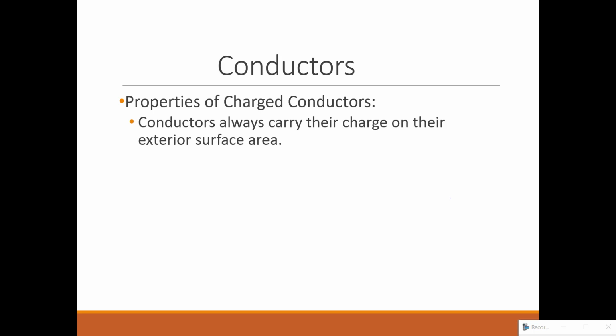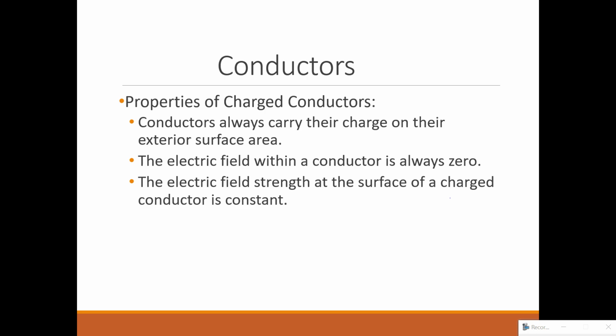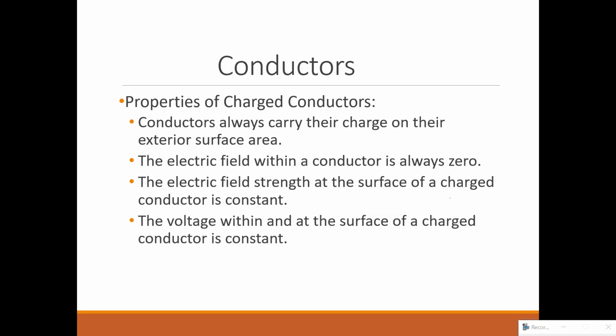Conductors, the first one, conductors always carry their charge on their exterior surface. So if you have excess charge on a conductor, all of it is located on that exterior. Within the conductor itself, the electric field is going to be 0. And the electric field strength at the surface of a charged conductor will always be constant because of that concentration of charge. Voltage within a surface of a conductor is also going to be constant. That is not 0 and constant.